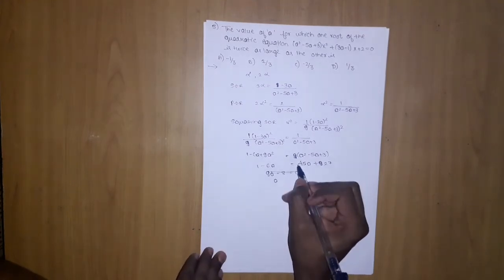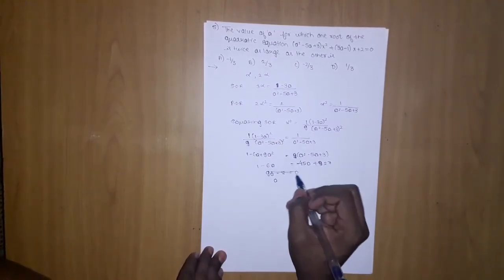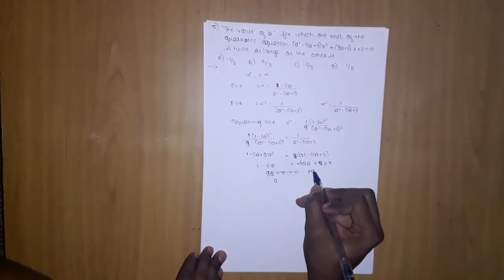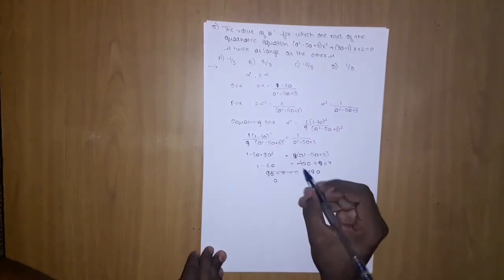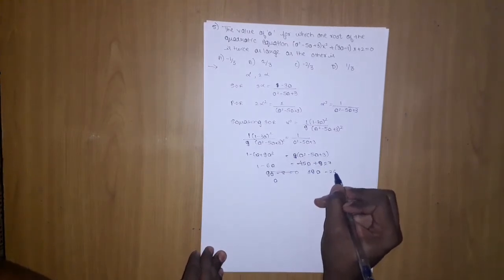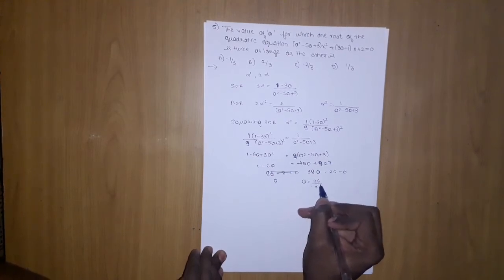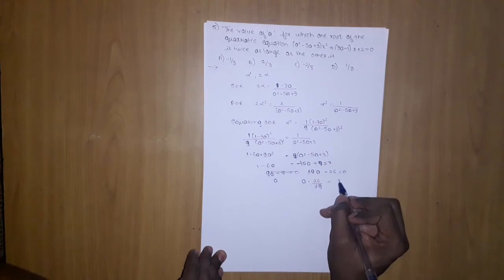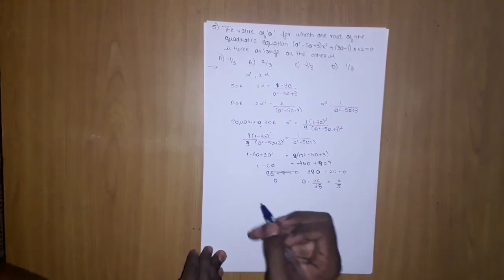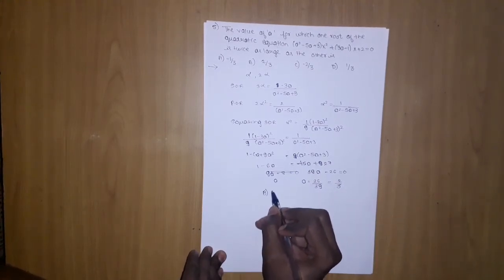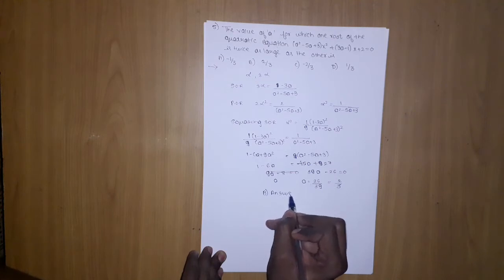So we will modify this. So if we move on this here, what it will become? 39a, right? And if we move it, it will become minus 26 equal to 0. So a will be 26 upon 39, which will be 2 by 3. Okay, so which option is the correct? So B is the answer.